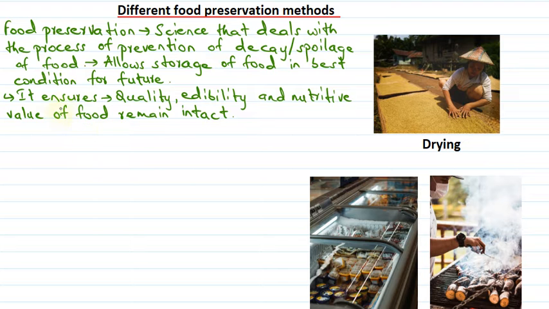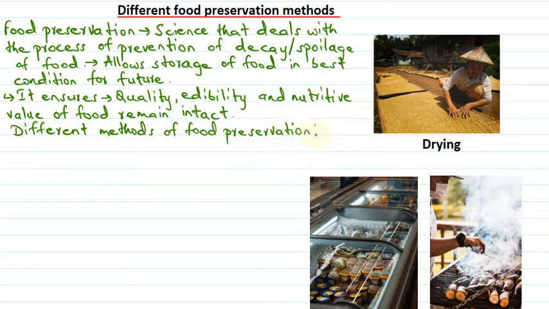Now there are different methods used to preserve food. We'll see all the methods one by one, starting with drying. Drying is a method of food preservation.